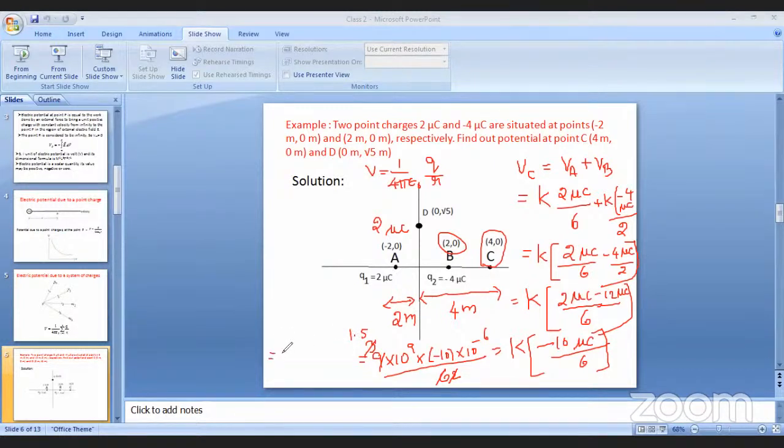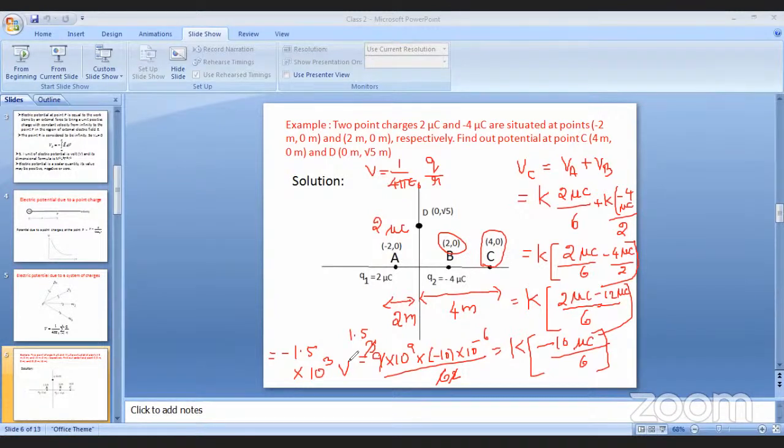So here it is minus 1.5 into 10 power 9, and this is 10 power minus 6, so that will be 10 power 3. So minus 1.5 into 10 power 3 volt. So this is the electric potential due to the two charges at the point C.